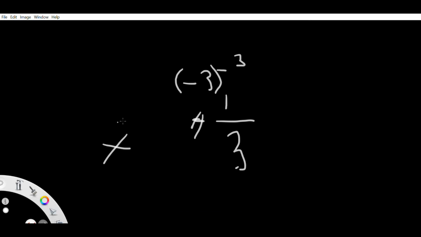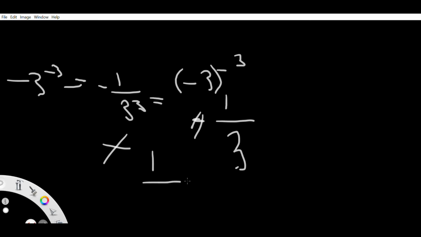However, in any other case, suppose it was instead negative 3 to the power of 3, then the negative sign would stay and it would become negative 1 over 3 to the power of 3. So 3 to the power of 3 would give you 1 over 3 into 3 is 9, and 9 into 3 is 27. So negative 1 by 27. Here, on the other hand, it would just be 1 by 27.